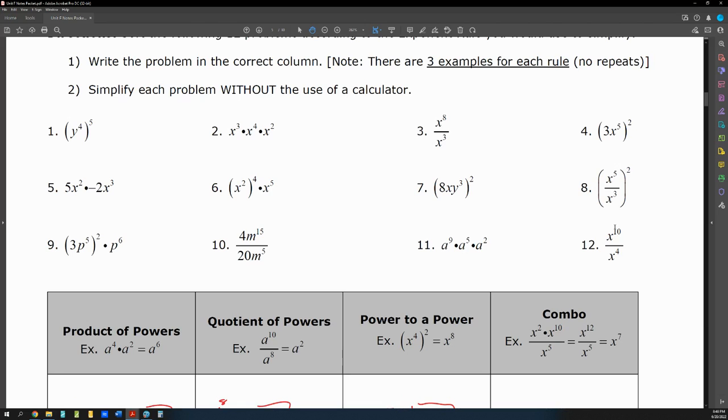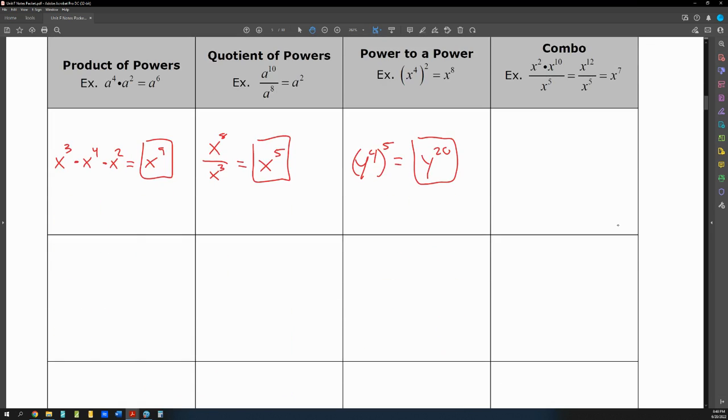And we'll do one more together. Number 4, 3x to the 5th, all squared. This is our power rule. So we have 3x to the 5th, and that's all squared. Remember, we distribute that power to every factor, including the coefficient. So we have 3 squared is 9. X to the 5th squared is x to the 10th.